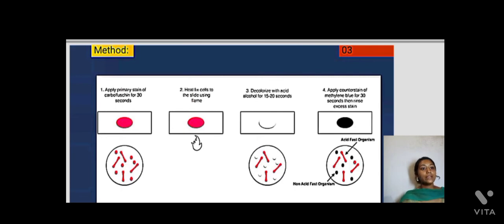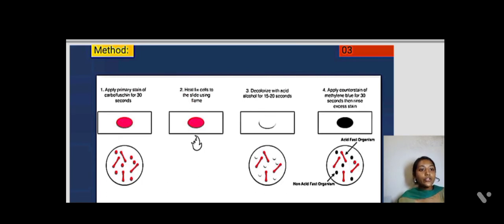Why? Because of the presence of mycolic acid, the acid fast bacteria retain the carbamazepine stain and remain pink or red even after the addition of acid alcohol. Whereas in the non-acid fast bacteria, there is no mycolic acid in the capsule. So after the addition of acid alcohol, they lose the carbamazepine stain, that is the pink or red color, and become colorless.